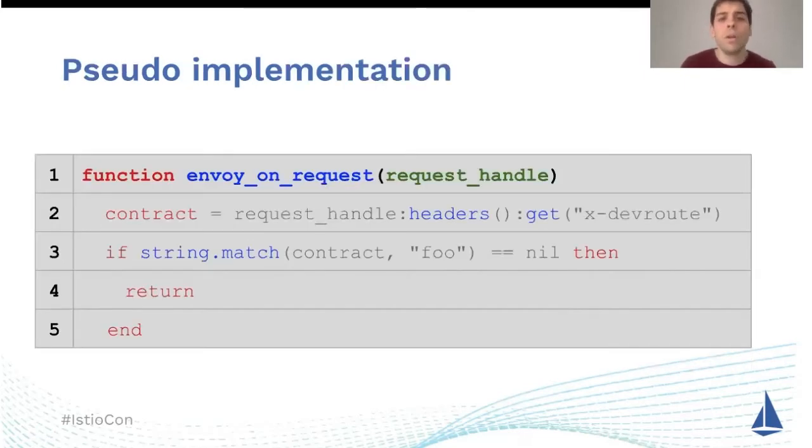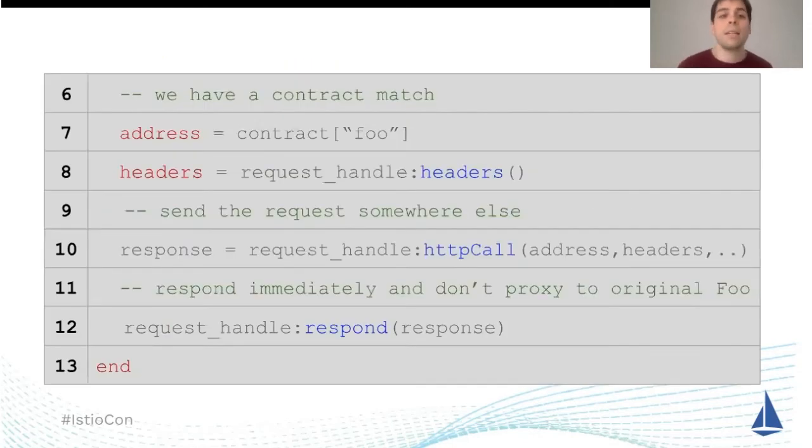Let's take a look at a pseudo implementation of our function. You first check if the header is present and if there is a match. If there is no match with the service that this function is running in, then you just return and the flow goes as normal. If there is a match, then you take the address, you take the headers of the original request, and you make the call to whatever you need to make it.